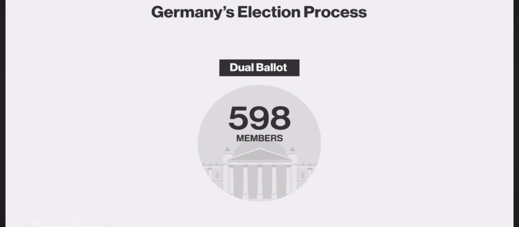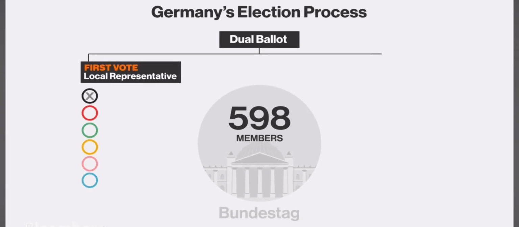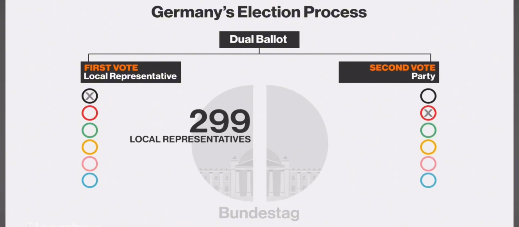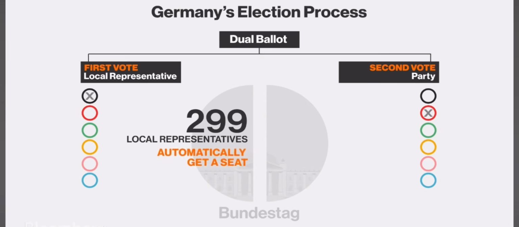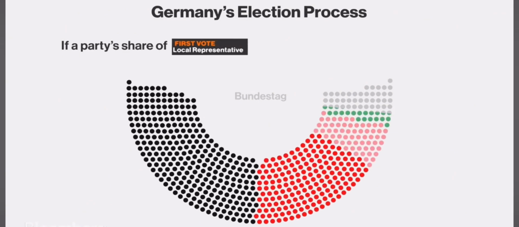The second vote determines the overall distribution of seats among parties in the Bundestag. This vote is crucial as it reflects the voter's party preference. A party must secure at least 5% of these second votes to enter parliament. To balance representation, additional seats, known as overhang and leveling seats, may be added, ensuring the Bundestag mirrors the proportional vote share each party receives.